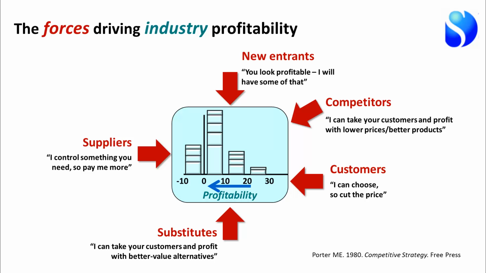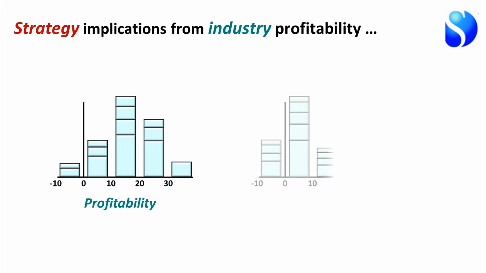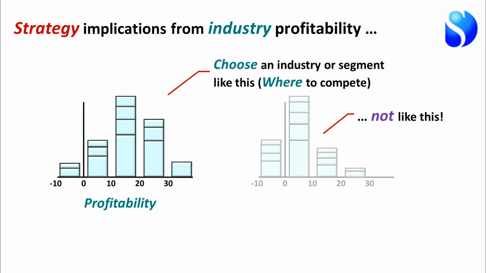Michael Porter came up with it in 1980, and it has really been a cornerstone of the strategy field for the last 30-odd years. The strategy implications from this are that you should choose an industry or a segment which is more like the one on the left. So go for a segment of the industry or the market where it is possible for high profitability rates to be achieved, and preferably not like the one on the right-hand side.